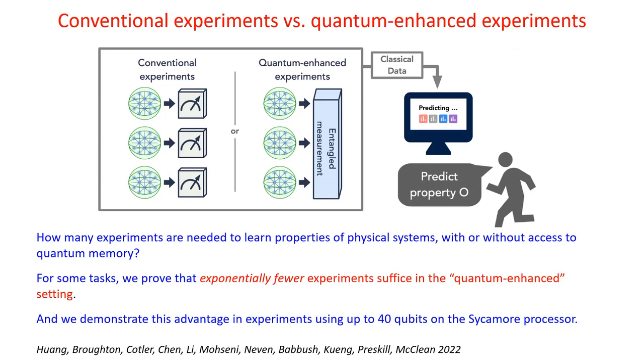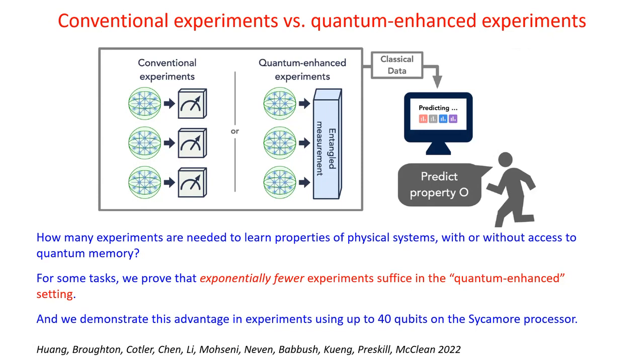In the quantum enhanced scenario, we capture multiple copies of the state, deposit them in a quantum memory, and do a quantum computation collectively on the copies, across the copies. And what we can prove is that for some tasks, using the quantum enhanced method, we can achieve an exponential advantage. Exponentially fewer experiments suffice to make accurate predictions.